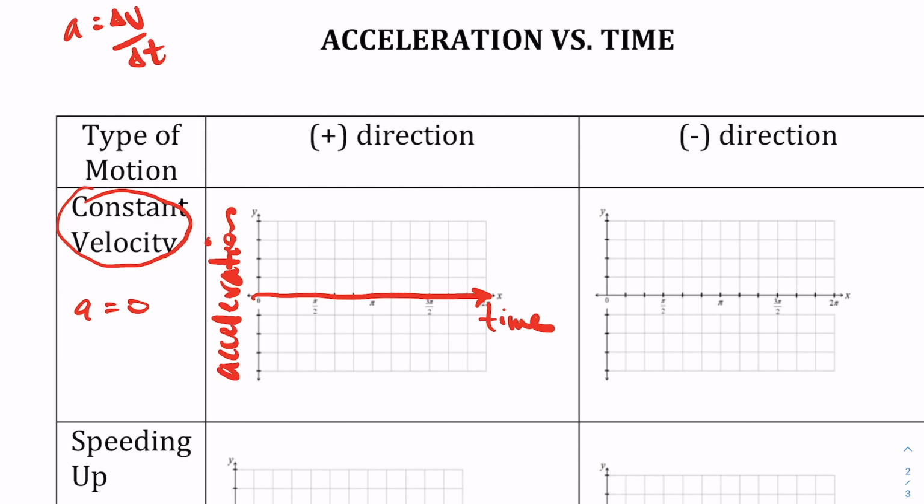And if you're moving at constant velocity in the negative direction, well, you're still moving at constant velocity, so your acceleration is 0 there as well. So no difference. Notice that you can't tell from these graphs which direction the object is moving. You can only tell that it's moving at constant velocity, right? Here's that removal of some of the detail.